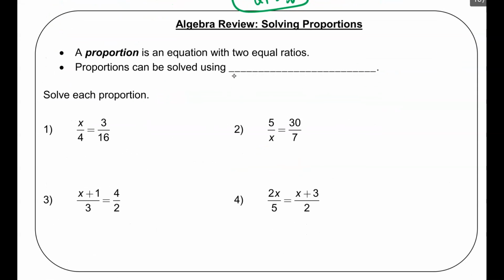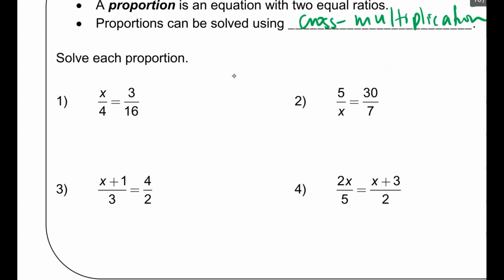All right, algebra review, solving proportions. A proportion is an equation with 2 equal ratios. Proportions can be solved using cross multiplication. Sometimes I've heard the middle school that people come from call this crisscross applesauce, butterfly method, whatever suits your fancy. All right, solve each proportion. So basically you're cross multiplying, crisscross applesauce, butterfly method, whatever you want to talk about.